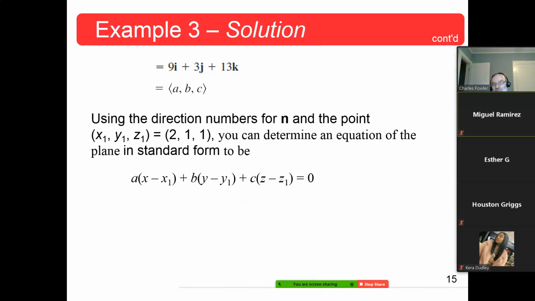Using those direction numbers for n and the point, and it didn't matter which point you used, they chose the 2, 1, 1, same that we did, I think. You can determine the equation of the plane in standard form by a times x minus x1 plus b times y minus y1 plus c times z minus z1 equals 0. That's the standard form for that plane that we're talking about.